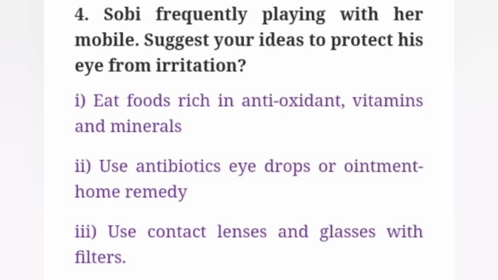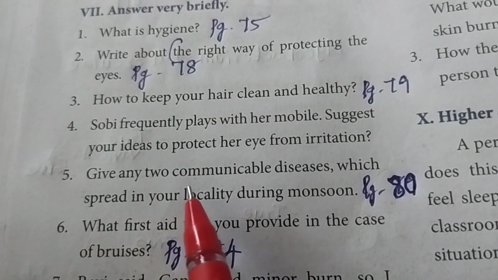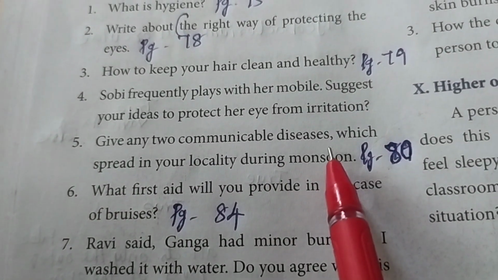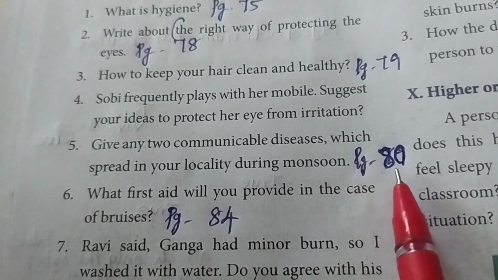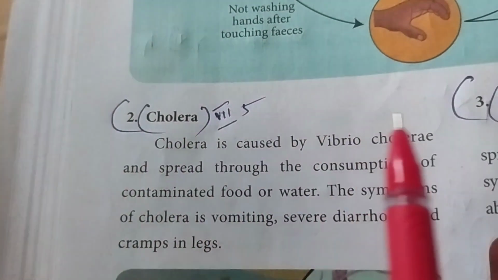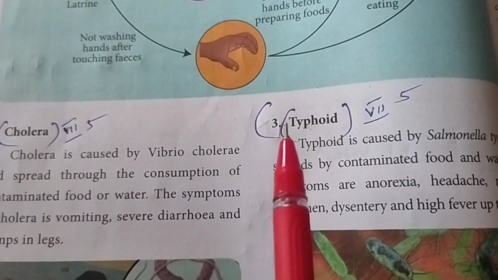Third point, use contact lenses and glasses with filters. Fifth question, give any two communicable diseases which spread in your locality during monsoon. Page number 80. Cholera and typhoid. That is the 7th Roman letter, 5th question answer.